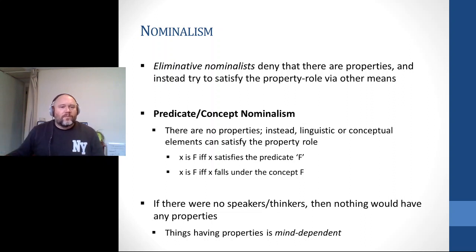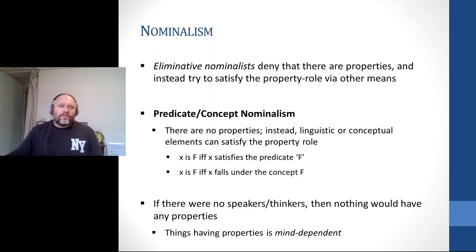The other brand of nominalists are eliminative, and they deny that there are properties at all. So they're going to say, you know what, I don't believe in universals, and not only do I not believe in universals, I don't believe in properties. They are unmotivated by the three arguments we gave that are supposed to get us to the existence of properties. Instead, if they think there's anything that plays the property role, they're going to find something else. And exactly what that something else is will depend on the flavor of eliminative nominalist.